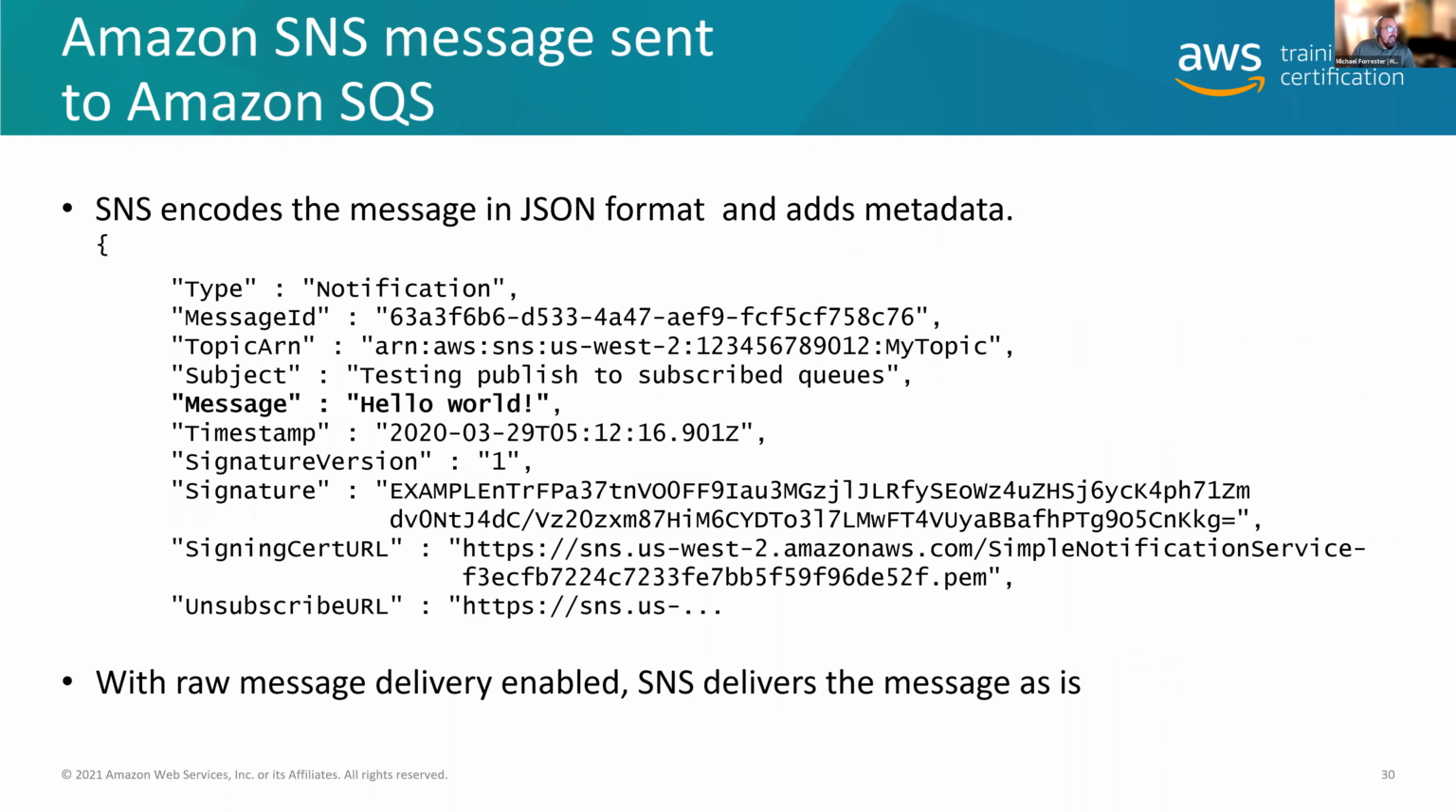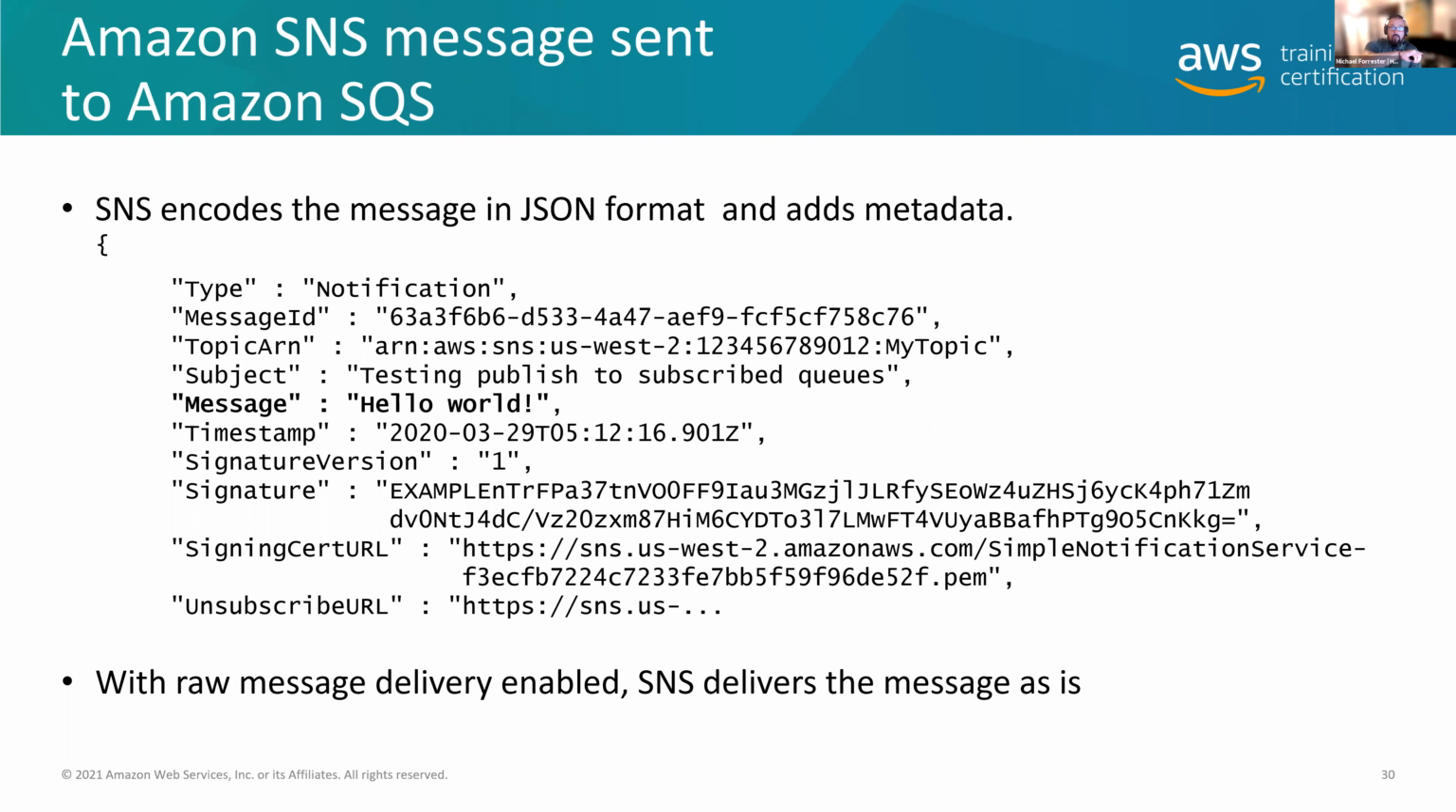So here, SNS encodes a message to Amazon SQS. So SNS goes to SQS, and it is encoding the message in a JSON format when it sends it to SQS, as well as any metadata about the message, right? If you decide you're going to enable raw delivery because you don't want it to do JSON encoding, it just sends the message as is with no encoding or no metadata, right?